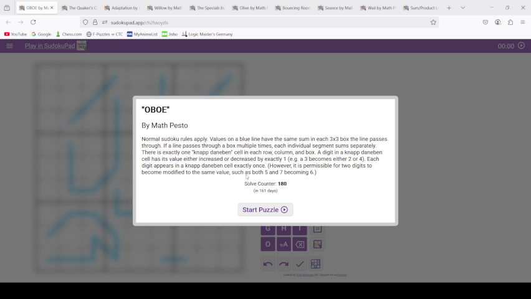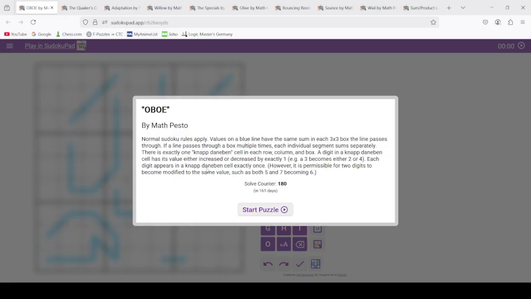Oboe. Normal Sudoku rules apply. Values on a blue line have the same sum in each 3x3 box the line passes through. If a line passes through a box multiple times, each individual segment sums separately. There's exactly one napdanaban cell in each row, column, and box. A digit in a napdanaban cell has its value either increased or decreased by exactly 1.